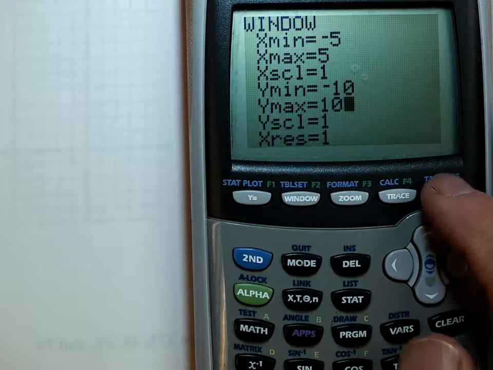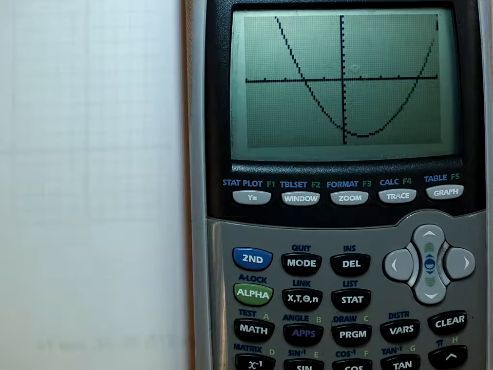So then, if I push graph, hey, there it is. Now I can always adjust. If I wanted to pull it further down, I could change my y min, right? But I have it. Everybody have that?